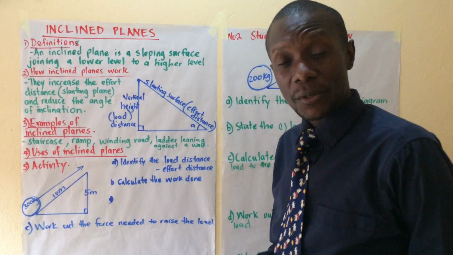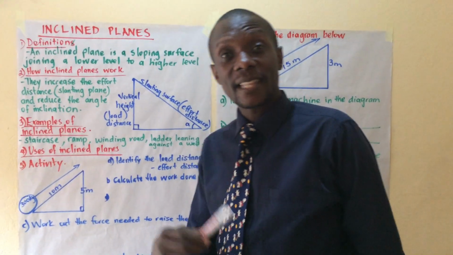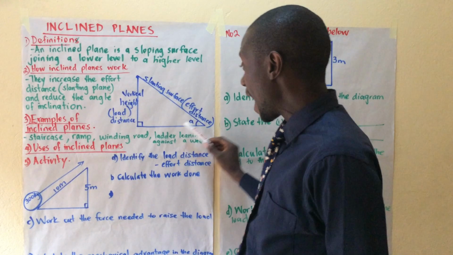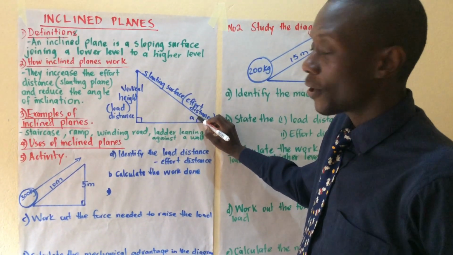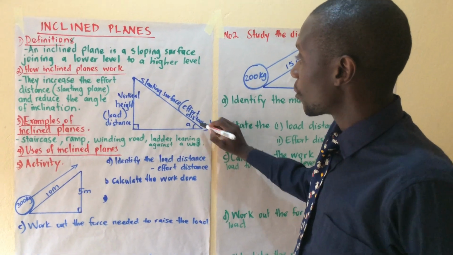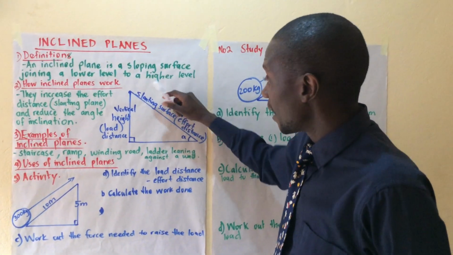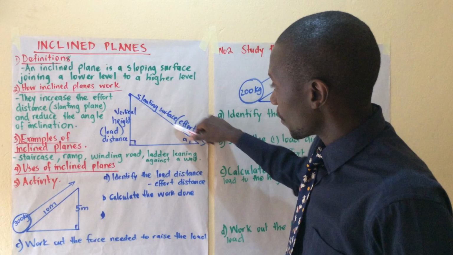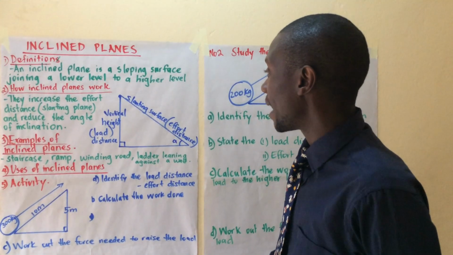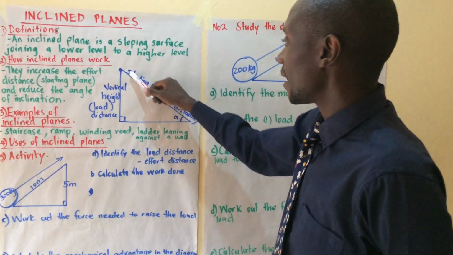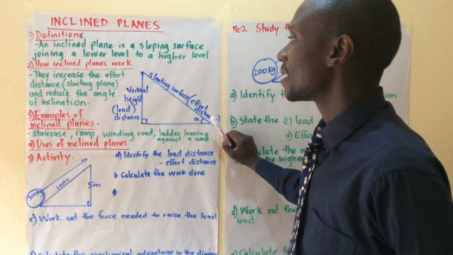So how do inclined planes work? They increase the effort distance and reduce the angle of inclination. This here is the angle of inclination. The greater this angle, the more the effort. The less this angle, the less the effort that you are going to apply. That means you'll even increase this distance here. So that is how they work.